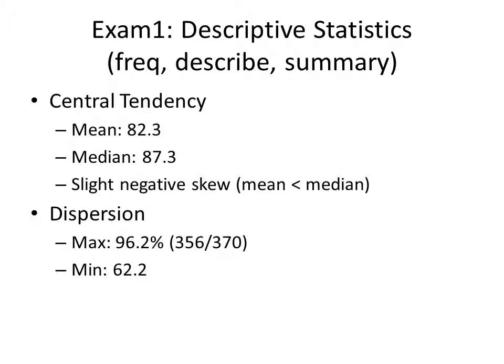We might want to supplement measures of central tendency with dispersion. And here are some data to show basically the range of students, right? 62.2, or a D, was the lowest score on the exam, and the highest score on the exam was 356 out of 370, or 96.2%.